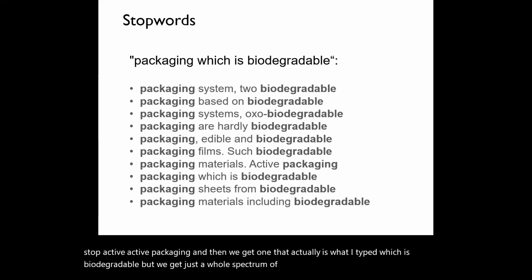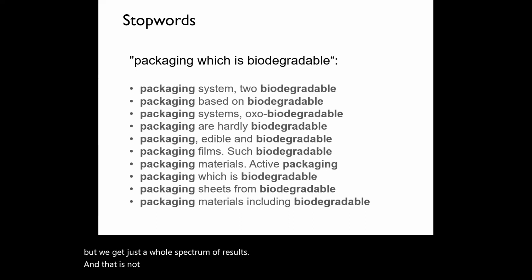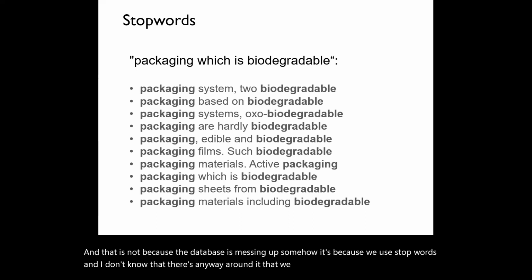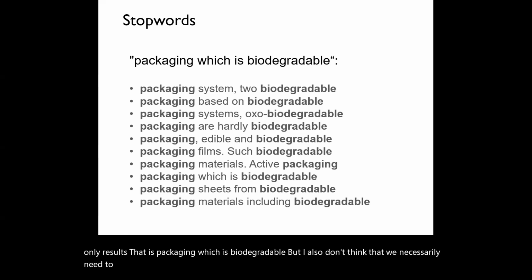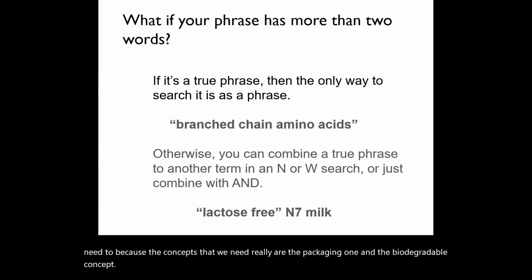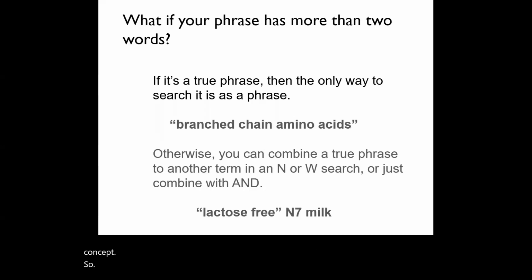And that is not because the database is messing up somehow. It's because we use stop words. I don't know that there's any way around it, that we could do a search that found only results that say packaging which is biodegradable. But I also don't think we necessarily need to, because the concepts that we really need are the packaging one and the biodegradable concept. So what do you do if you need to have more than 2 words? Because mostly we're talking about 2 words.